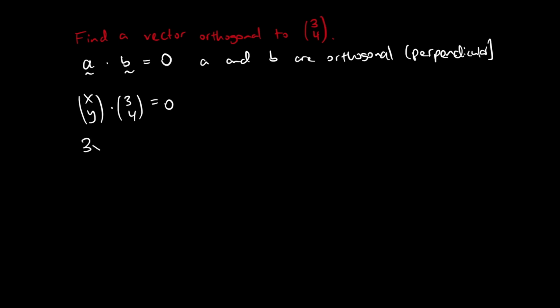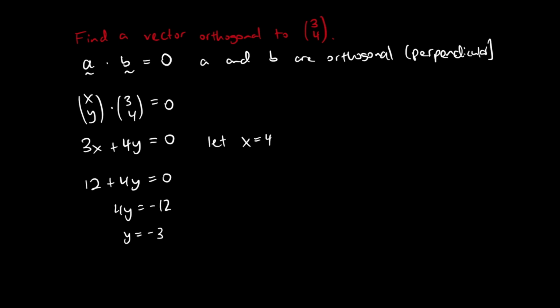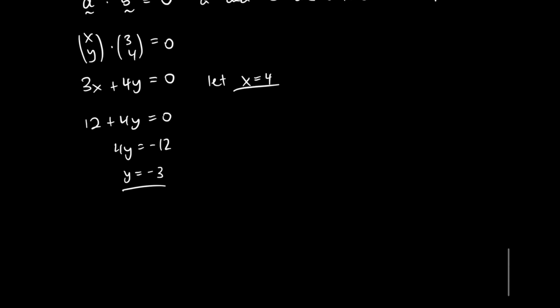And so if we take that dot product, it's going to be 3x plus 4y, and it's going to be equal to 0. There are infinitely many solutions to this equation because there are infinitely many orthogonal vectors. So we can just choose some arbitrary value for one of these entries. Let's just say let x equal 4. This is one of the solutions. Then we would get 3 times 4, which is 12, plus 4y is equal to 0. That means 4y is equal to negative 12, and that means that y is equal to negative 3. And so one of the orthogonal vectors is (4, -3).